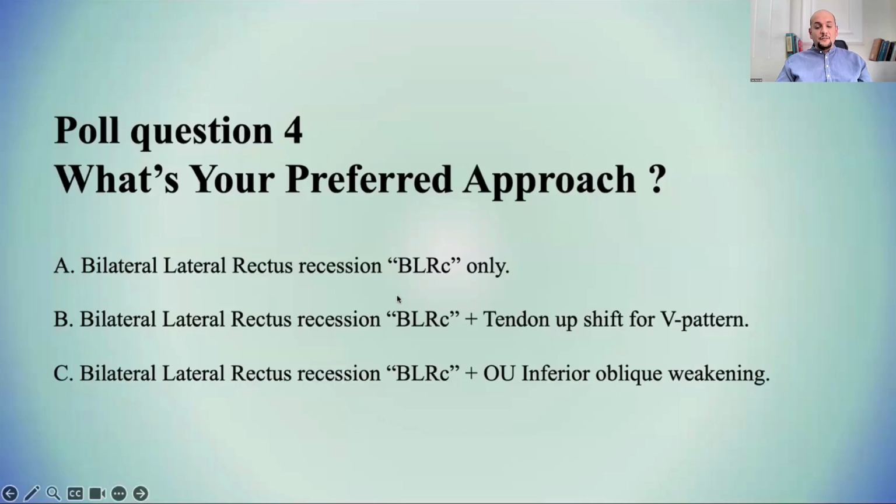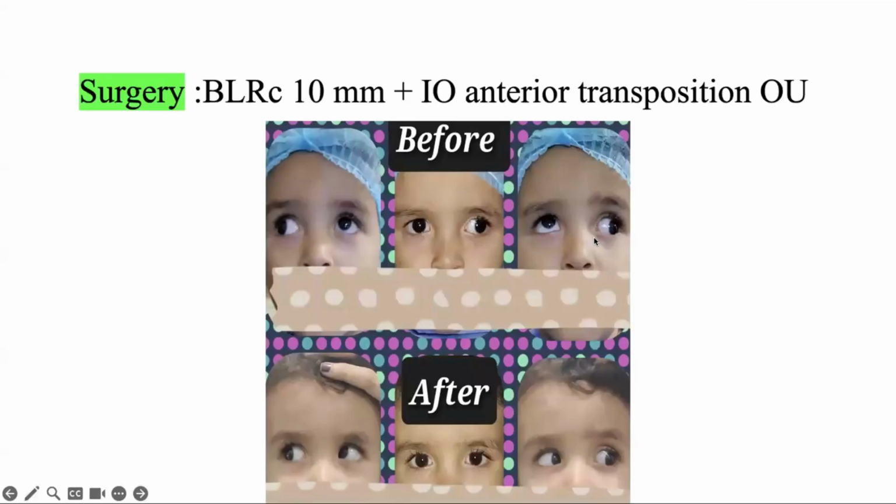Great. So 53% of the participants agreed with my decision, bilateral LR recession with inferior oblique weakening. So what I usually prefer in such cases, especially with significant inferior oblique overaction, is to do inferior oblique weakening procedure on the same session. If you are having V pattern exotropia with no inferior oblique overaction, at this point of time, you can do the tendon upshift of the lateral recti.